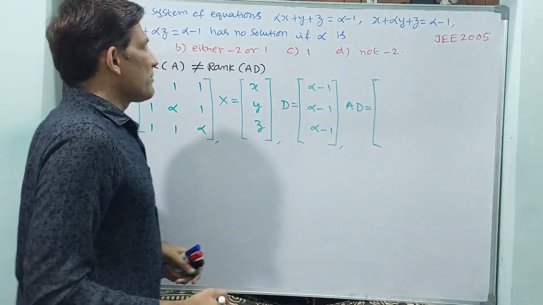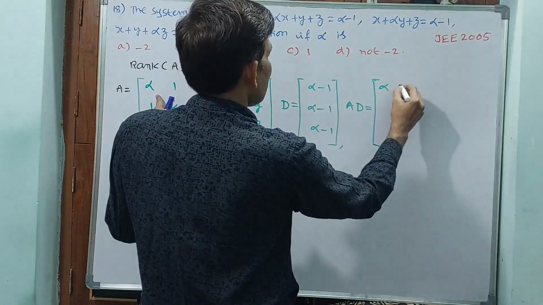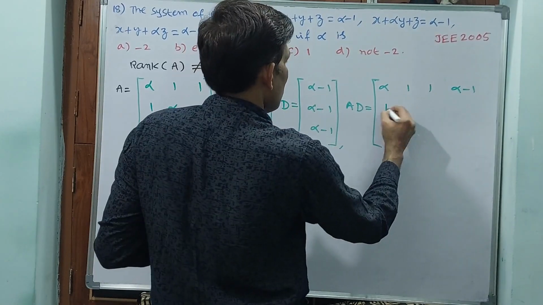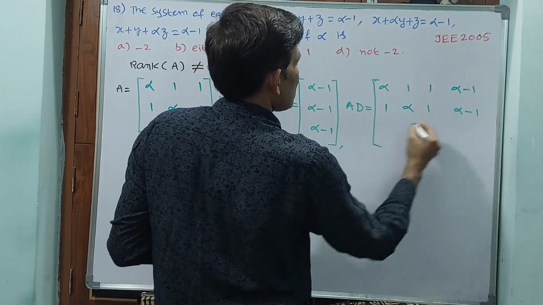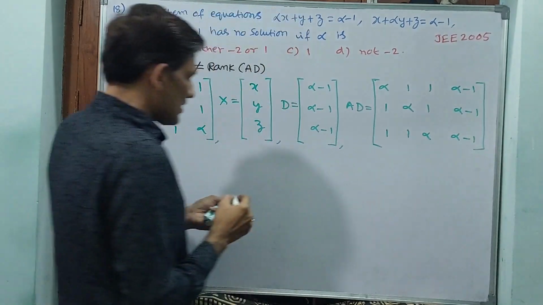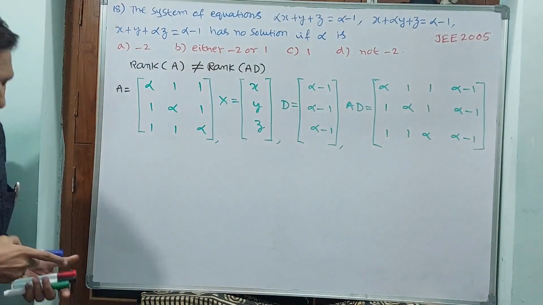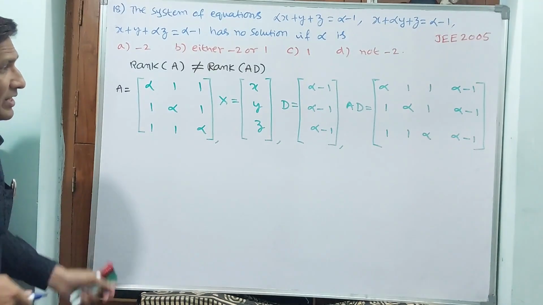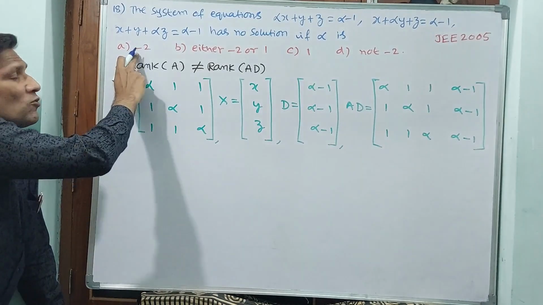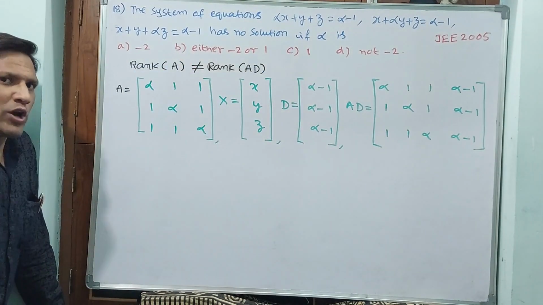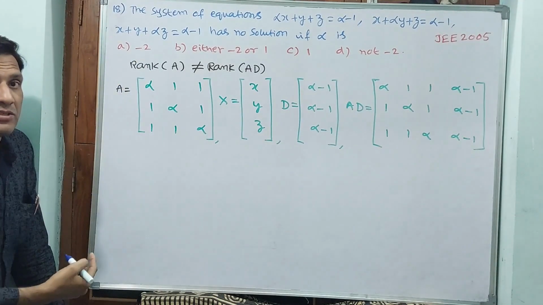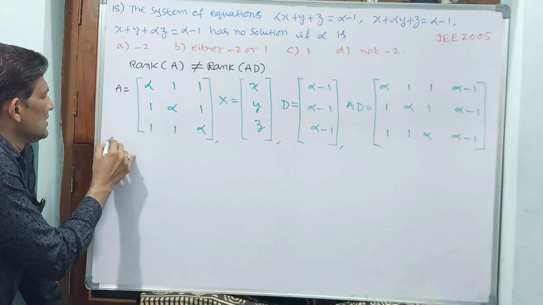If you observe the augmented matrix, the same, you have to repeat this. Alpha 1 1, then alpha minus 1. 1 alpha 1, alpha minus 1. 1 1 alpha, alpha minus 1. Okay? See, these are the required matrices. Now, see, here you substitute the alpha value. I know the answer is minus 2. 1 or minus 2 you have to take. First I will take 1. If 1 is not the answer, then you directly put minus 2. Why? Because you have to save the time.